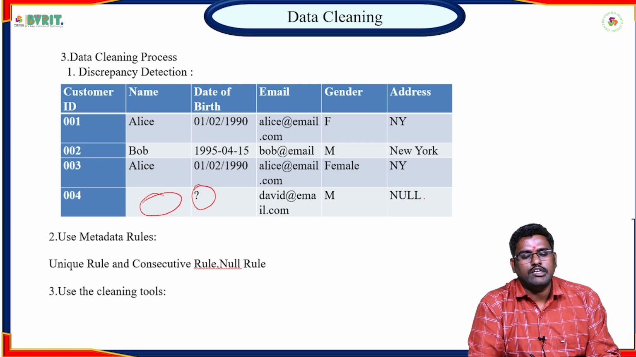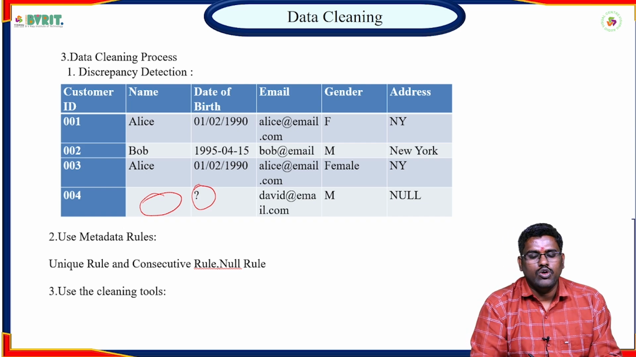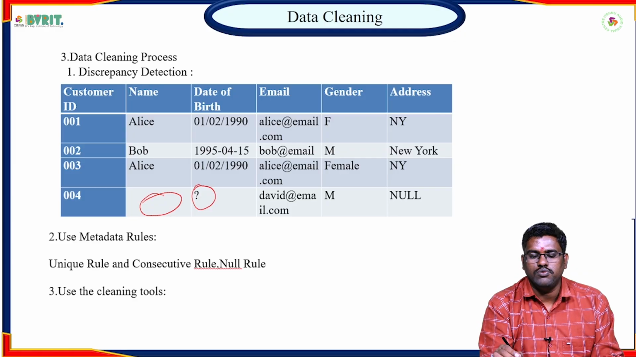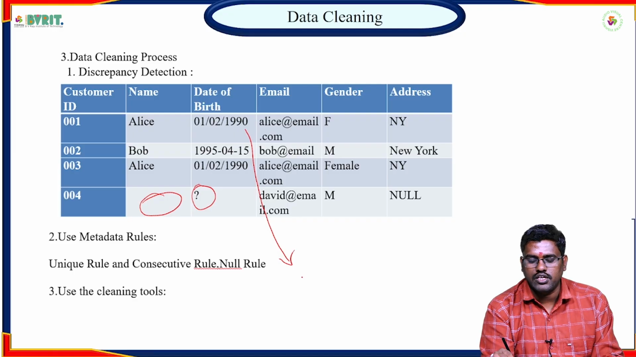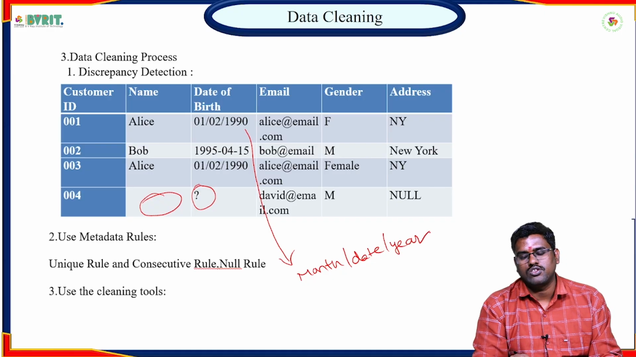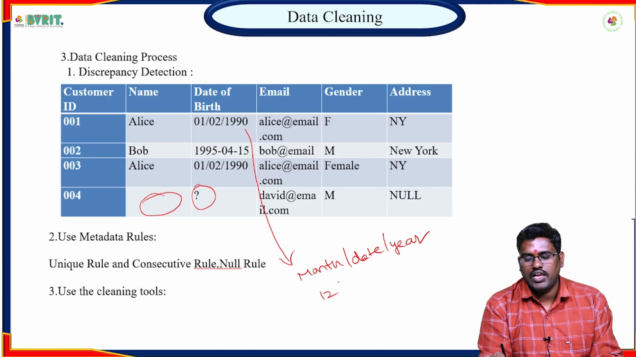Now in discrepancy detection, we need to use unique formats for these. I will show you. For example, in place of date of birth, we have to use either month, date, year, any one unique format for all of them. For example, I have given 12/1/2025.